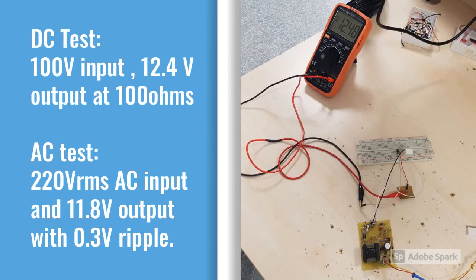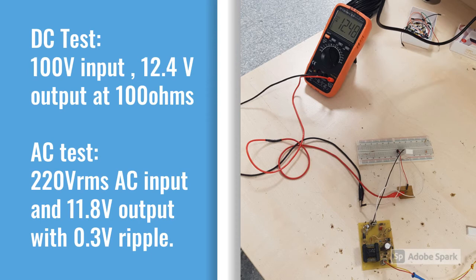Two different kinds of tests are performed to check whether the circuit is working or not. The first one is a DC test. The following figure shows that when we give 100 volt input from a DC supply, we get 12.48 volts output at 100 ohms resistance. If we reduce the resistance, the value will fluctuate.